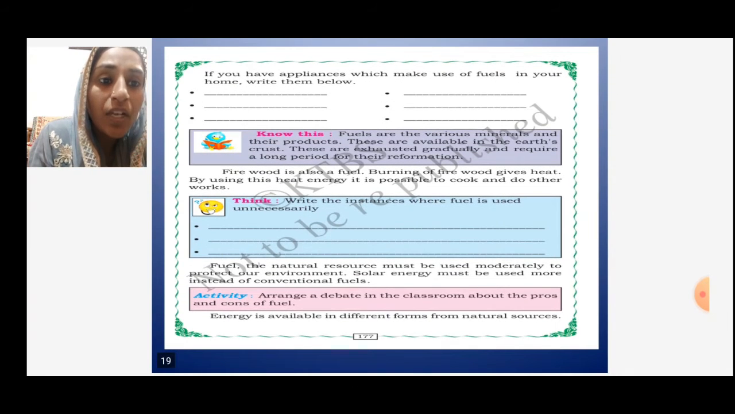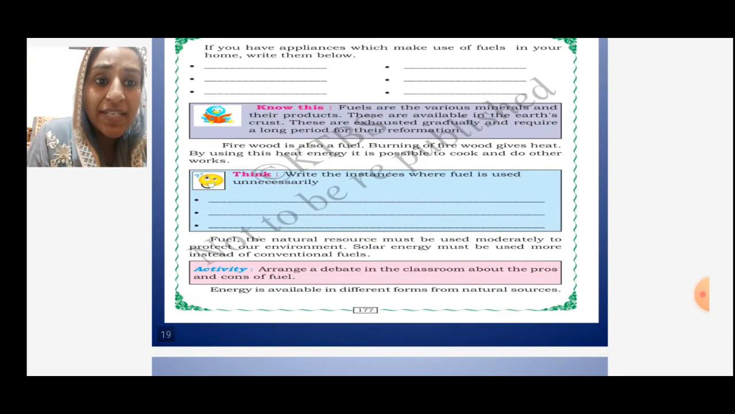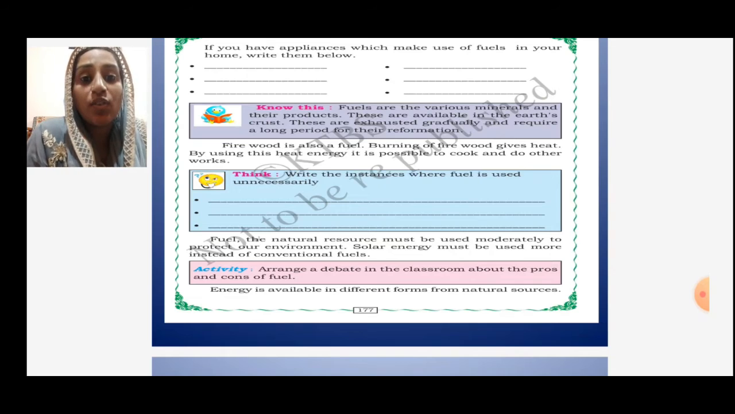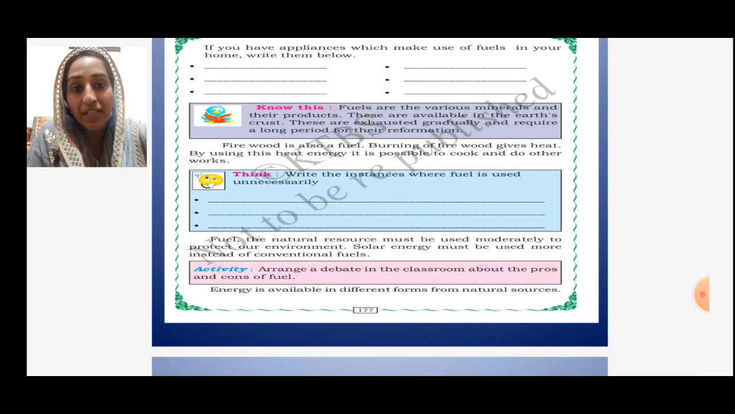Okay. Fuels are various minerals and their products. They are available in the earth's crust. These are exhausted gradually and require a long period of time for reformation. See, these fuels are getting exhausted, and for the reformation it requires millions of years. So we need to conserve this fuel energy and use energy which is naturally available every time. That is your solar energy. Solar energy is always available. You can use solar energy instead.